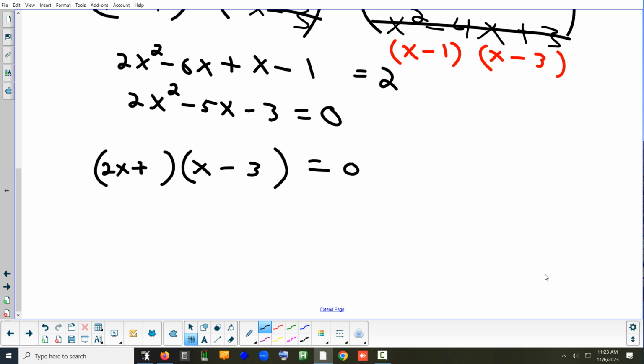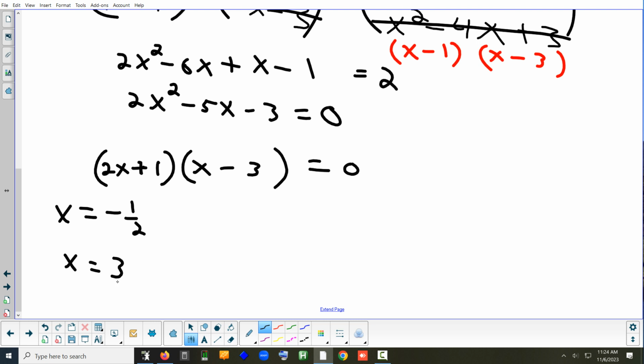Okay, so what did we say? A 3 and a 1? Oh, we've got to check it. 2x squared minus 6x plus x is minus 5x. Perfect. Okay, so now, what would you plug in to make the first factor 0? Negative 1/2, yep. And what would you plug in for the second factor?